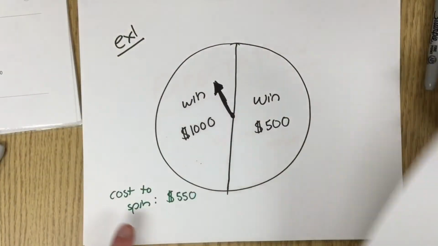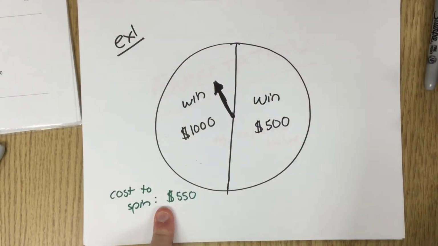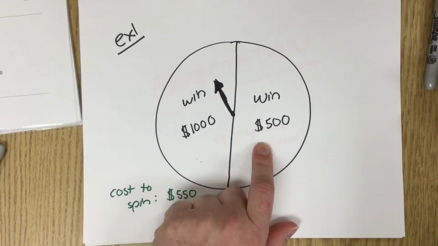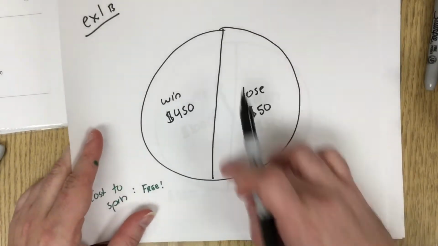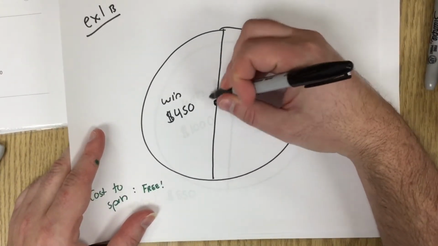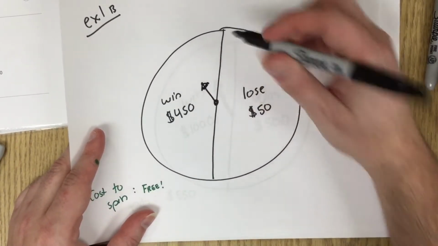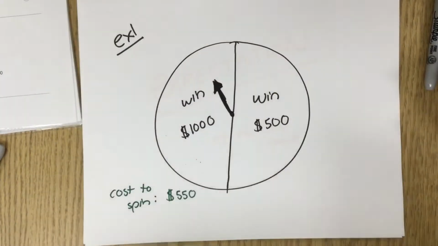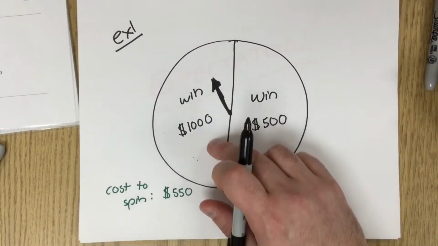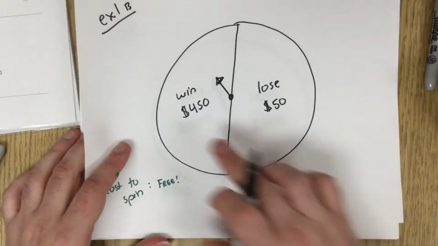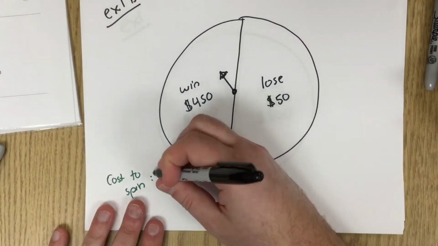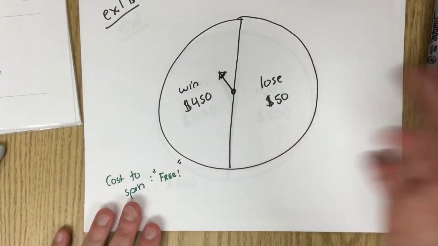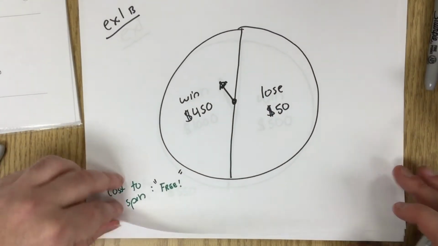So here, it costs $550 to spin this wheel, but if you land there, you win $500, which really means you're losing $50. So then I've renamed. So this is still a spinner. I've renamed this side lose $50. We could pay $550 to win $1,000. That's the same thing as winning $450. And this one would be free. Well, sort of free, because if you land there, of course, you're losing money.